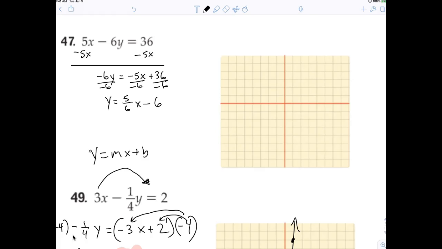How do I go 6? What are you talking about? How much? Oh, down 6. Down 6. 1, 2, 3, 4, 5, 6. Plotted a point. Up 5 and over 6. 1, 2, 3, 4, 5. 1, 2, 3, 4, 5, 6. Then we're drawing the line.